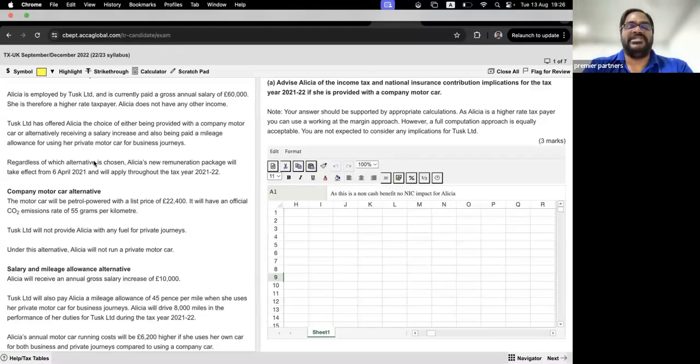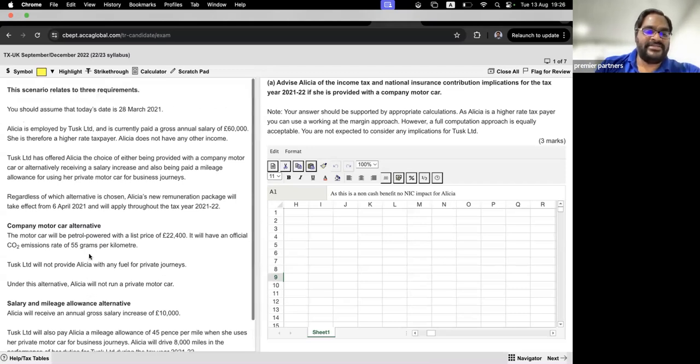So we have two options. One, either take a car, or take a salary and claim the mileage allowance. Regardless of which alternative is chosen, Alicia's new remuneration package will be effective from 6th April and will apply throughout the tax year. So, first alternative, that is the one that they have asked the question on.